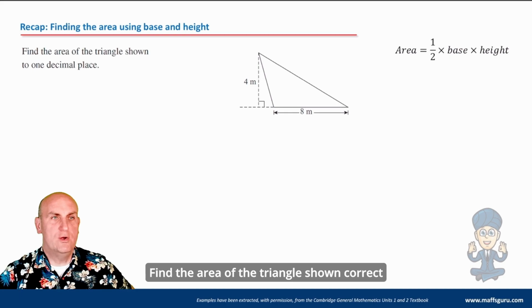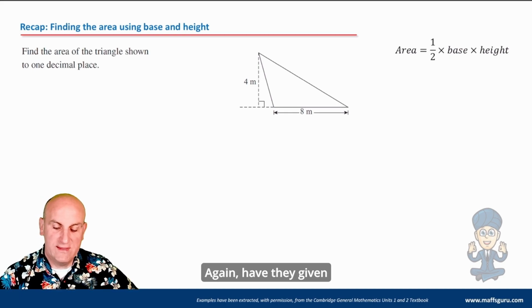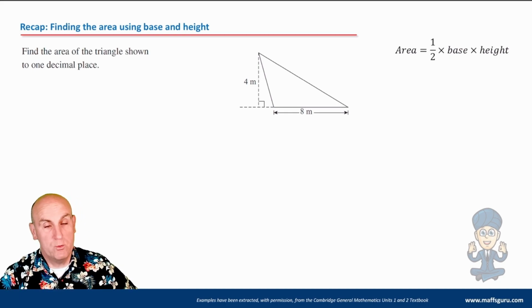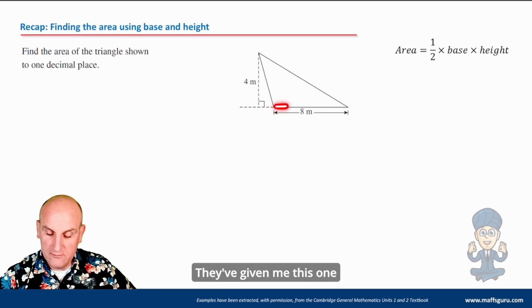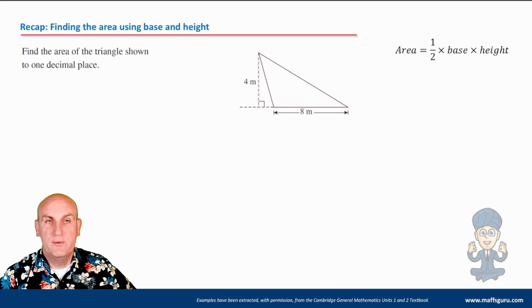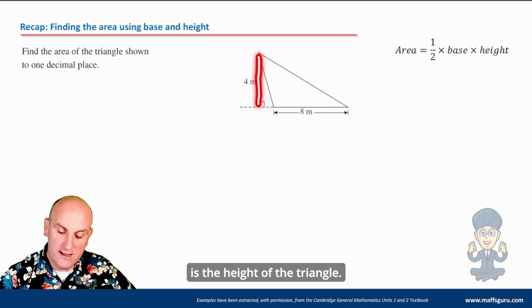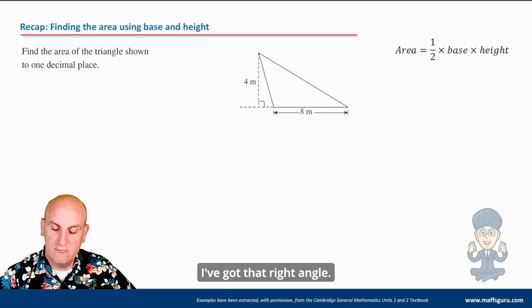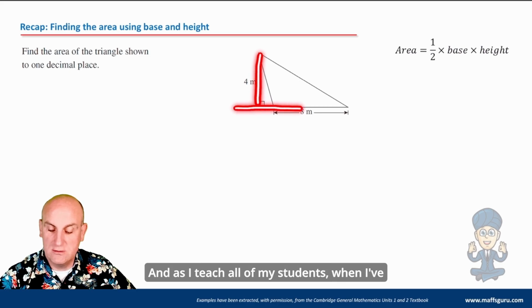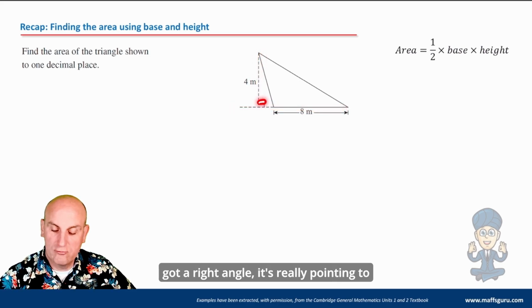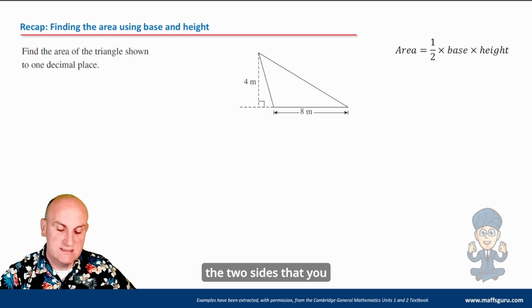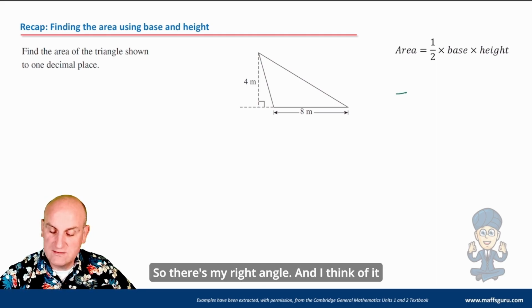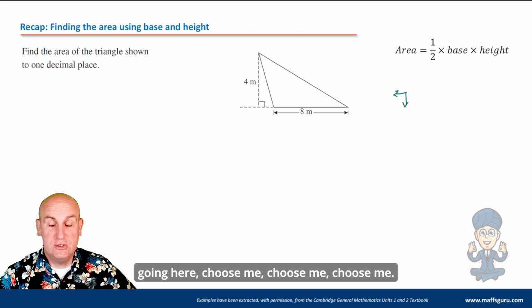Find the area of the triangle shown correct to one decimal place. Again, have they given me two outside lengths? Well, you might turn around and say, yeah. They've given me this one here and they've given me 4. But that, again, is the height of the triangle. Again, mainly given away by the fact that I've got that right angle. And as I teach all of my students, when I've got a right angle, it's really pointing to the two sides that you need to multiply together. So there's my right angle, and I think of it as putting two arrows on the end and going, here, choose me, choose me, choose me.